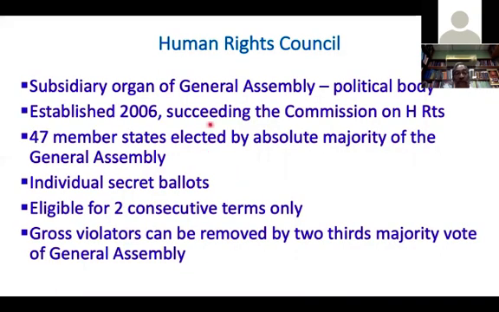What is the Human Rights Council? The Human Rights Council is a political body because it is an organ of the General Assembly, established in the year 2006. Earlier, we had the Commission on Human Rights. That has been changed into the Human Rights Council with a few new additions that were brought in. 47 members, elected, eligible for 2 consecutive terms. Gross violators of human rights in the Human Rights Council can technically be removed by a 2/3 majority. Technically. That's all. Very difficult otherwise.